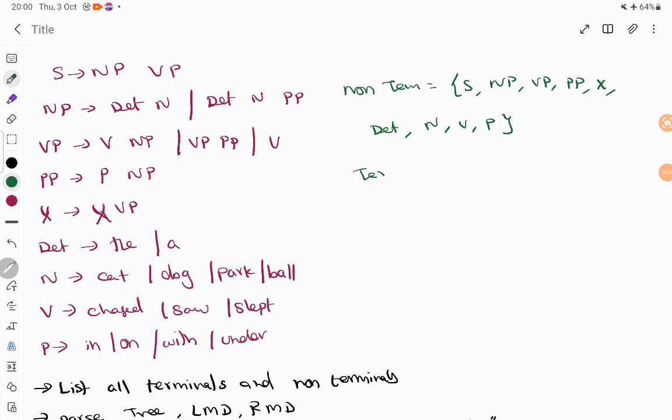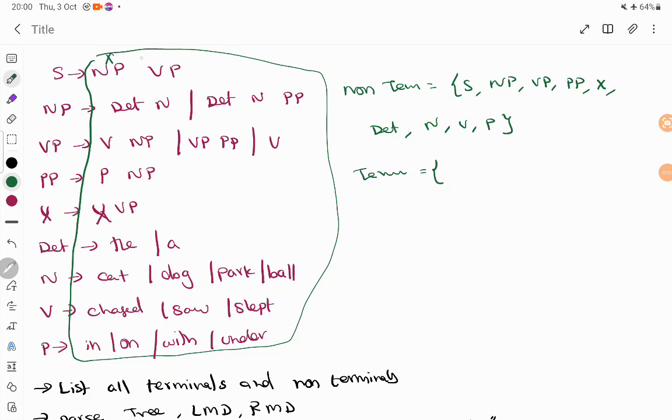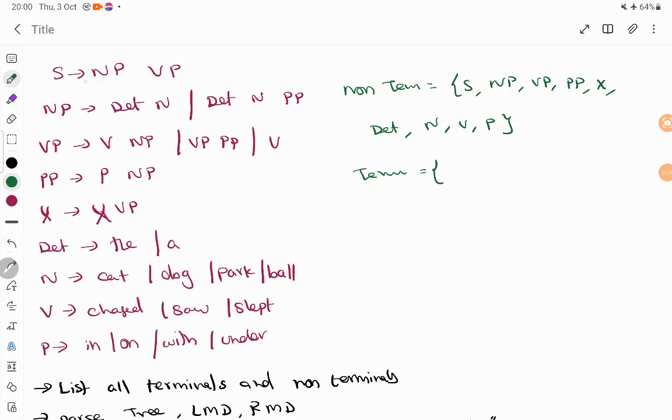And what will be a terminal symbol then? A terminal symbol is something other than your variables in the definition, except your NP, VP and all. Whatever you have, that will be your terminal symbol. So we'll see one by one. In the first place, S goes to NP VP. S, NP, VP, everything is a variable. DET is a variable, N is also a variable, and PP, everything is a variable. Where you have the, cat, dog, park, ball, chased, saw, slept, in, on, with, under, all these things are your terminal symbols.